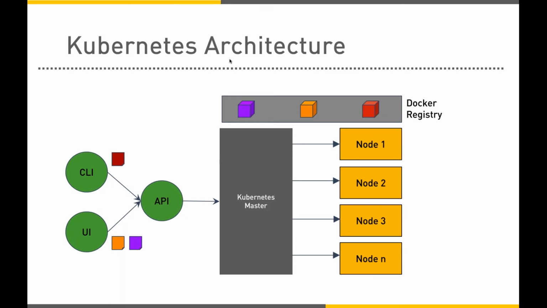So you create those definitions as simple YAML files and you submit them to the Kubernetes master, and they will ultimately make it to one of the nodes. And nodes will talk to the Docker registry to pull appropriate Docker images, and they will instantiate those images to make them as runtime containers.